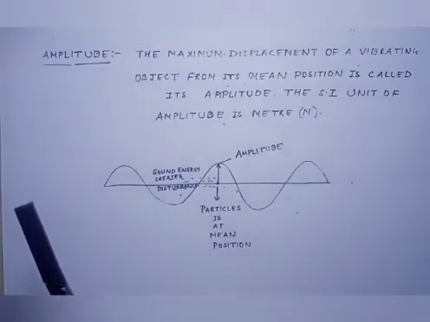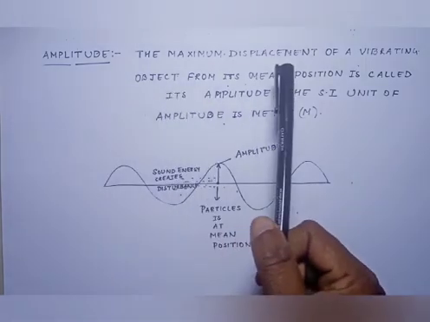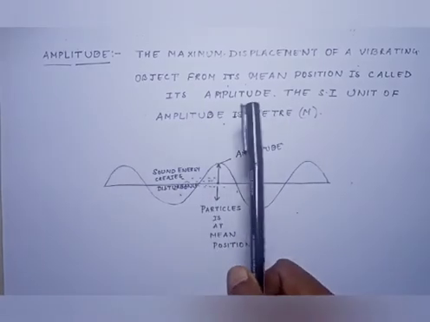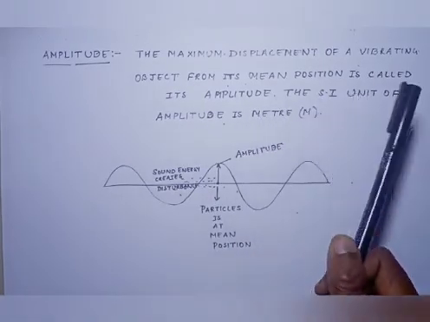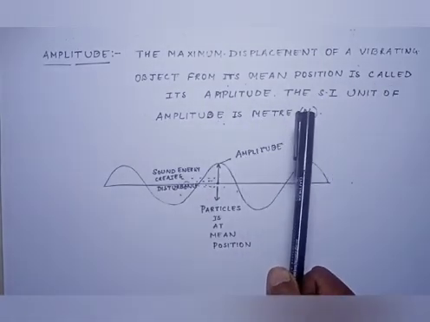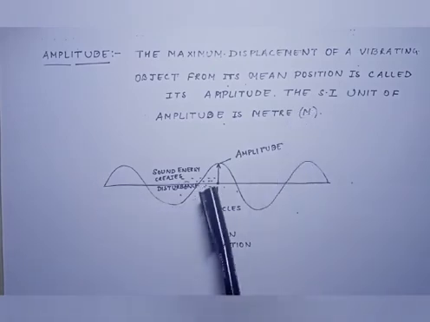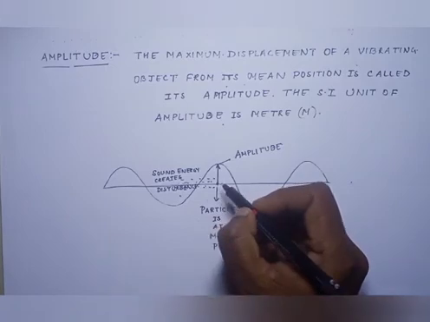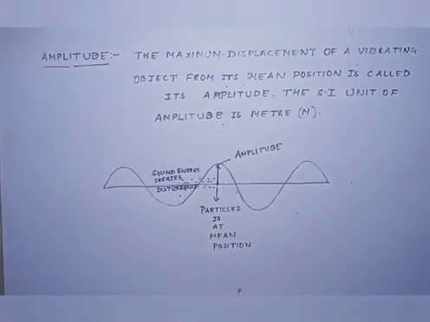Let us move to the last characteristic, that is amplitude. What is amplitude? The maximum displacement of a vibrating object from its mean position is called its amplitude. The SI unit of amplitude is meter. You can see a wave diagram over here. Suppose the molecule or a particle is over here. So what happens? What is amplitude?